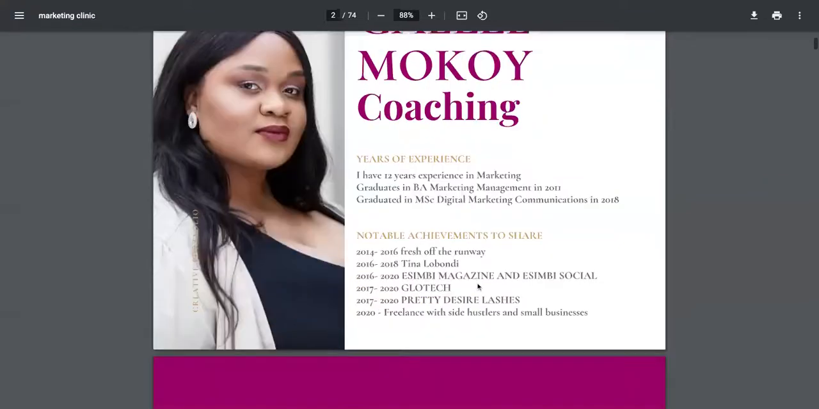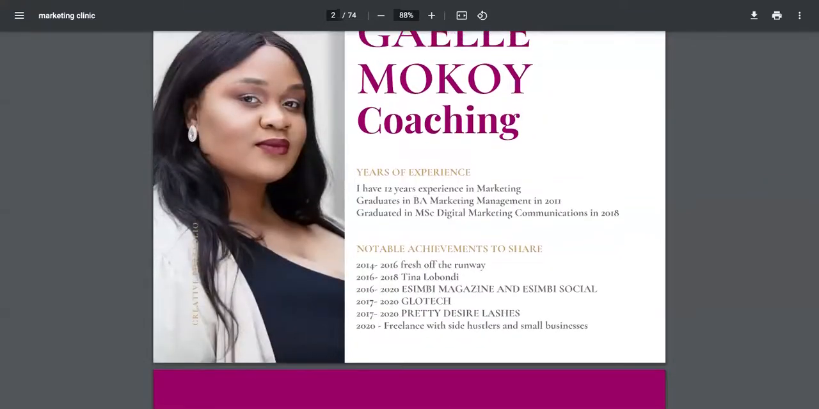So I have worked on Fresh Off the Runway, which was an event that was taking part in Manchester for 2 years running. I've also worked with Tina Lobondi, a fashion designer in London. With her, we have worked together on Isimbi magazine and Isimbi social. The social side of things was to work with children in Africa, in Congo specifically, who were homeless, who could not go to school and could not afford a basic education. So we were focusing on that. And the magazine, we focused on Black and African excellence.